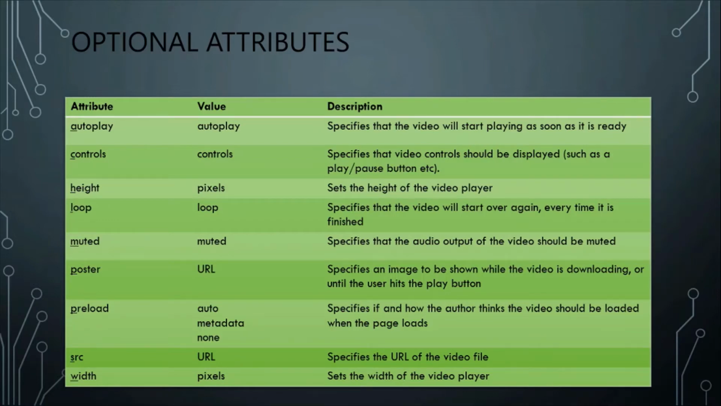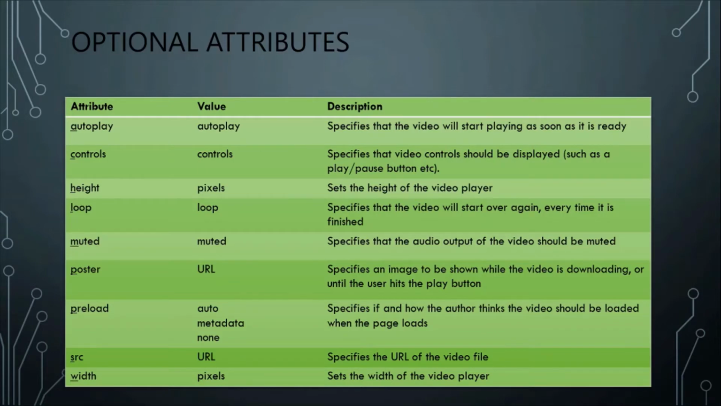The first one is autoplay. In it comes the autoplay value, which we have to put under description, and what it does is specify that the video will start playing as soon as it is ready. Like in VS Code, as soon as we save the file and open the live server, it will start playing the video automatically. The second one is controls. Controls specifies that video controls should be displayed, such as a play or pause button.